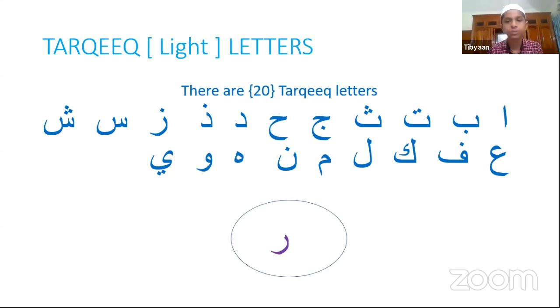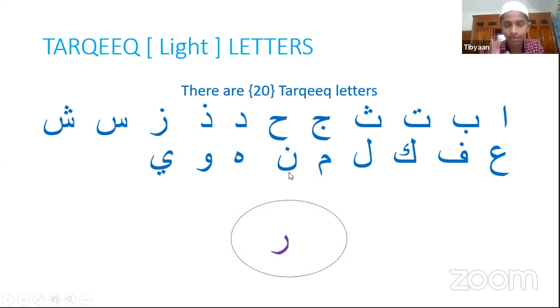In both of these, the letter which does not come is raw. You can see it's in a circle, raw. This raw has a special attribute. It comes as tarqiq as well as tafkhim. So raw has a very big rule behind it. Not so big, but I cannot take it now.